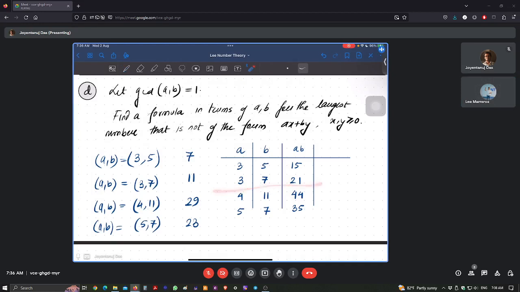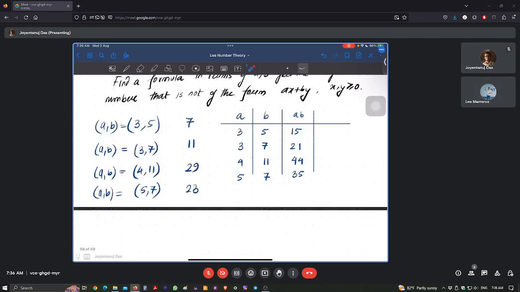The thing is, if I add these numbers, 7 and 3 is 10, and same thing for this one, 8 plus 7 is 15. Oh, I see. So 29 and 15 is also 44, right? So I think this is it.